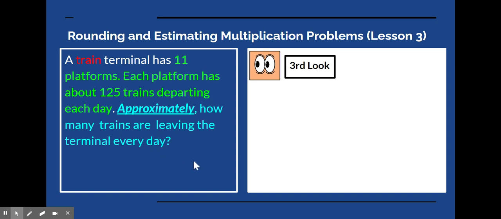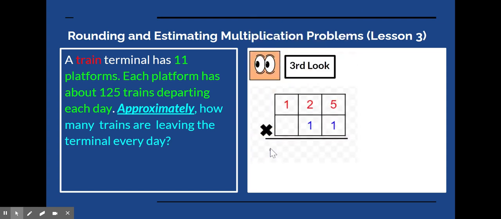A train terminal has 11 platforms. Each platform has about 125 trains departing each day. Approximately how many trains are leaving the terminal every day? And we know from our second look and our model that we drew that we are multiplying. We're multiplying 125 by 11. And with the keyword approximately, we know that we are not giving an exact amount, but an estimated product. So we need to round 125 and 11.